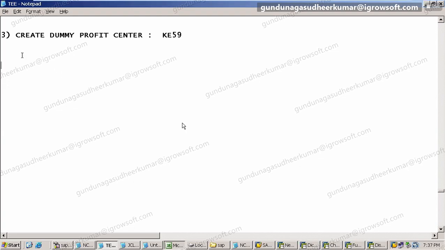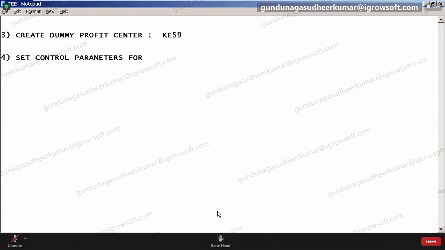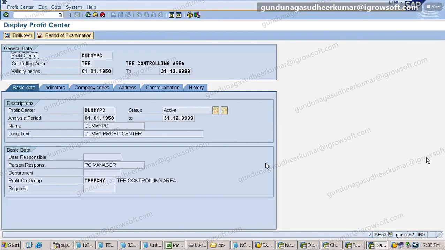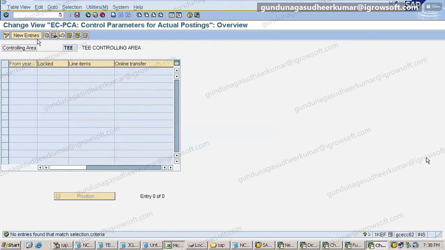So now, the dummy profit center we created. Now, step number 4: set control parameters for actual data. Note it down, OKEF. Set control parameters for actual data. So go to OKEF. Click on new entries.